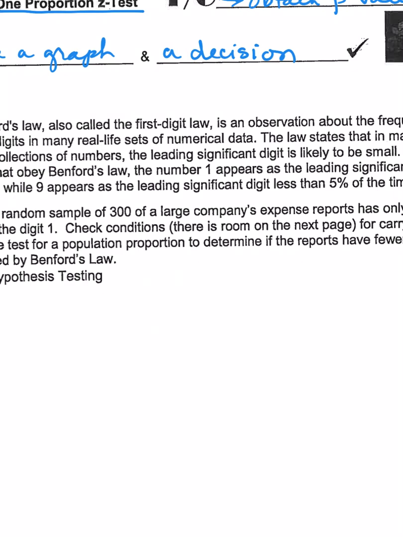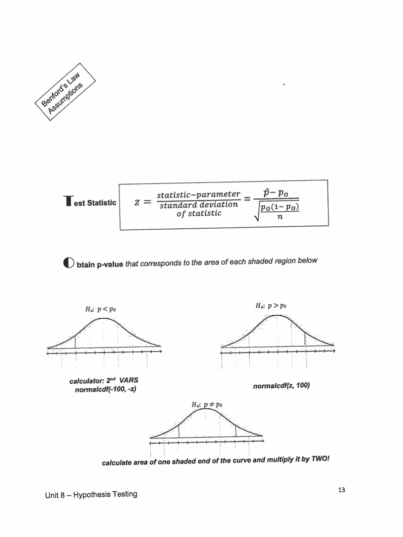Suppose a random sample of 300 large companies' expense reports has only 72 expenses that begin with the digit 1. Check conditions. There's room on the next page. And carry out a significance test for a population proportion to determine if the reports have fewer first digits of 1 than allowed by Benford's law. So we are going to go ahead and do all of our different steps here, okay? So we're going to see those.